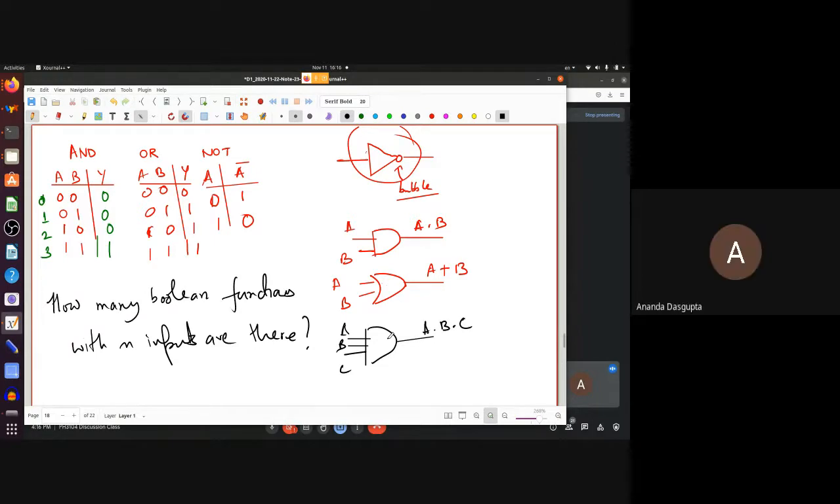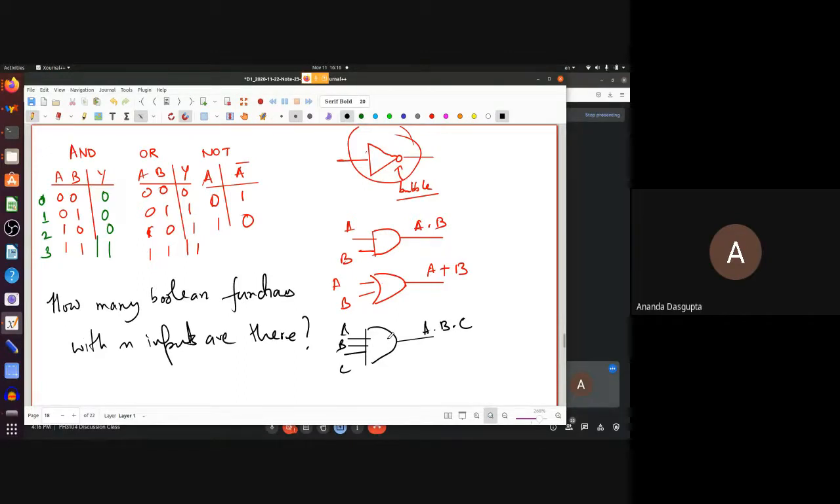16. Why 16? Because for each input combination 0, 1, 2, 3, what we have for each input A, B, we can have two values, 0 or 1. So there are 4 values, and each has two possibilities. So 16. Right. So that actually is the correct answer.